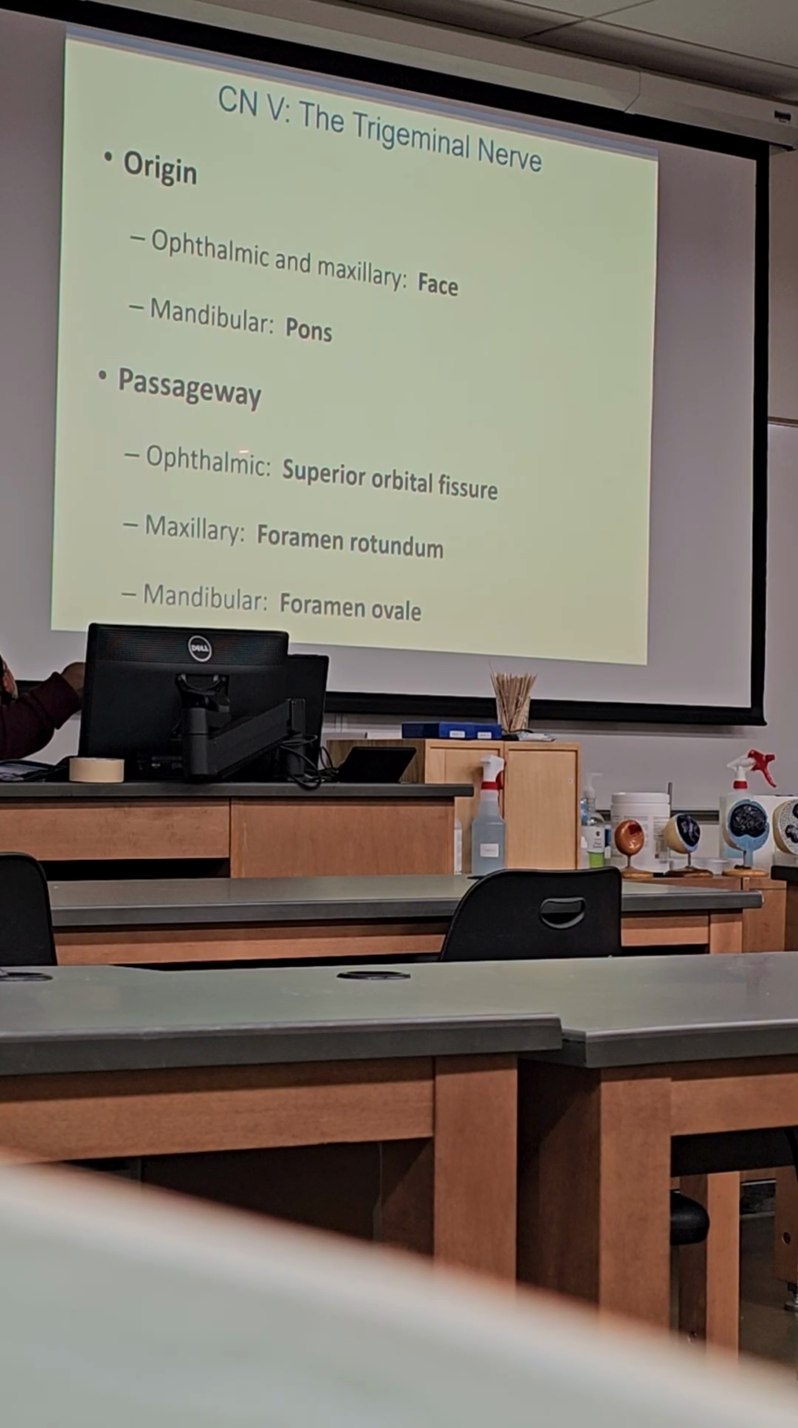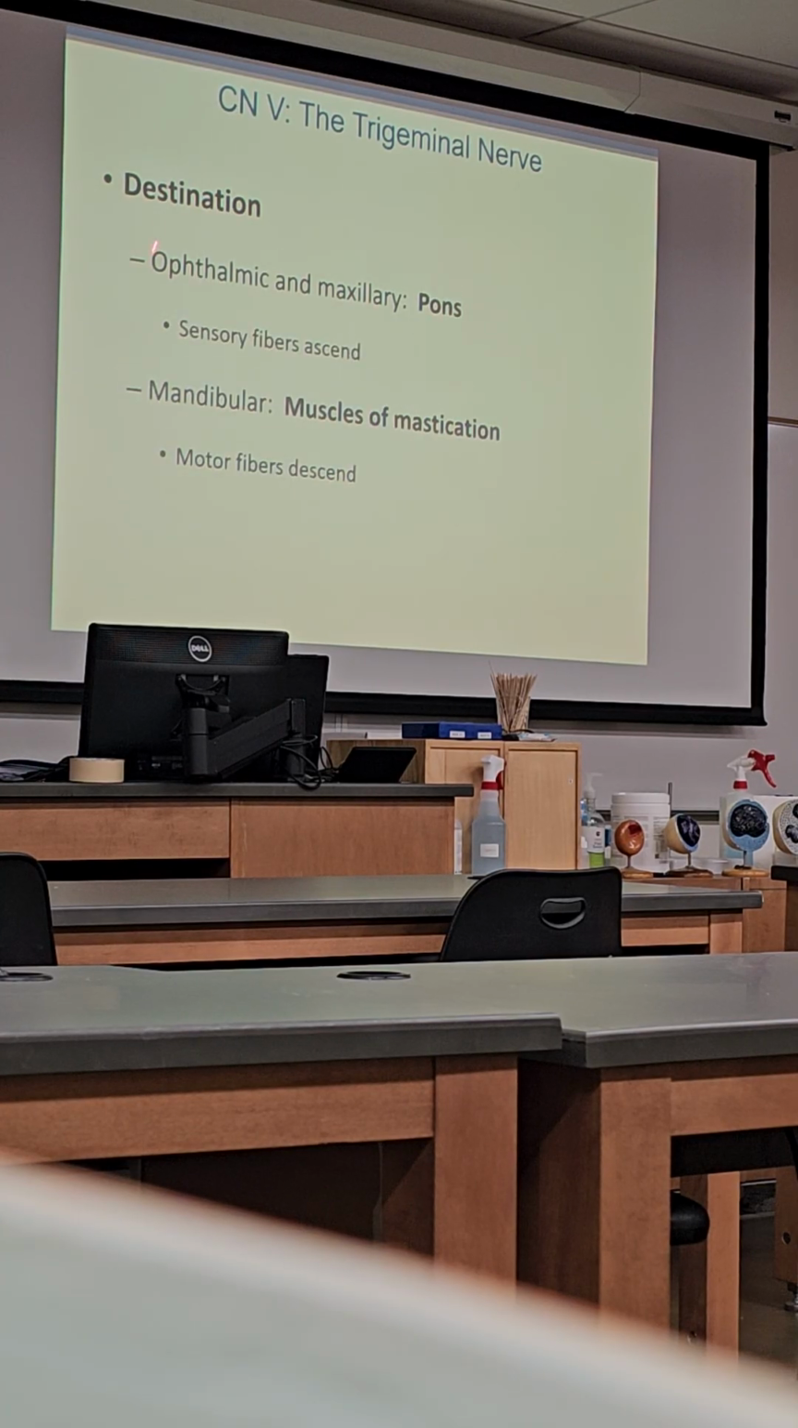The passageways for the ophthalmic, maxillary, and mandibular branches are places that we've learned: the superior orbital fissure, then the foramen rotundum, and then foramen ovale. And their destinations for the ophthalmic and maxillary, bringing in sensory information: that sensory information is going to travel along those axons to deliver neurotransmitter to a whole other set of neurons in the pons waiting. Okay, so we're bringing in sensory information to the pons.